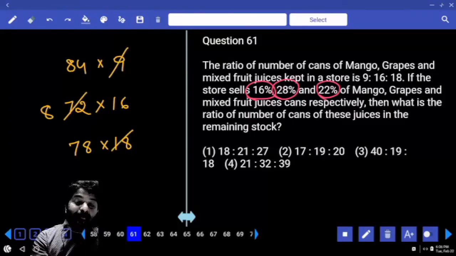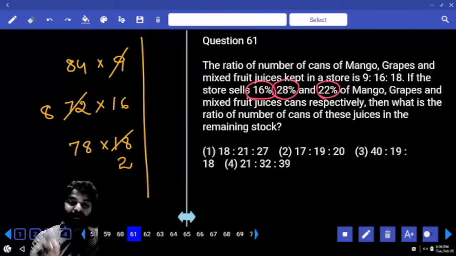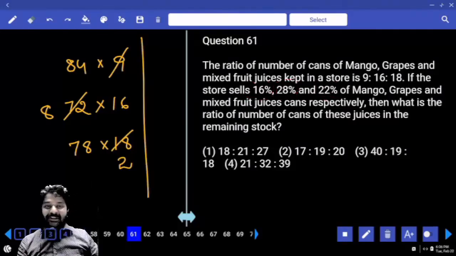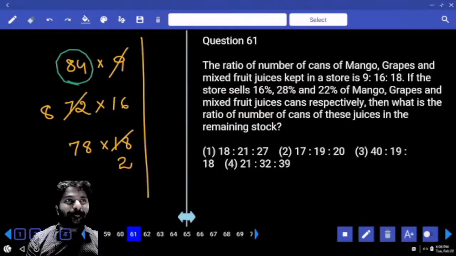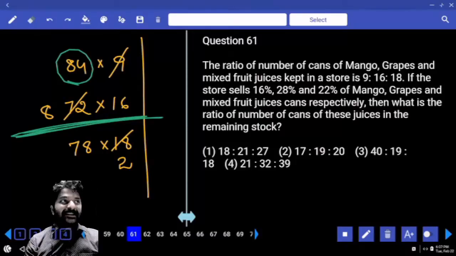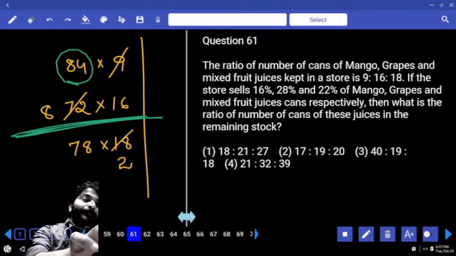Now, I don't want to go for any simplification here. Just observe the first number. Is it a multiple of 3? In the second number, second line, 8 into 16. Do you see a 3 multiple?